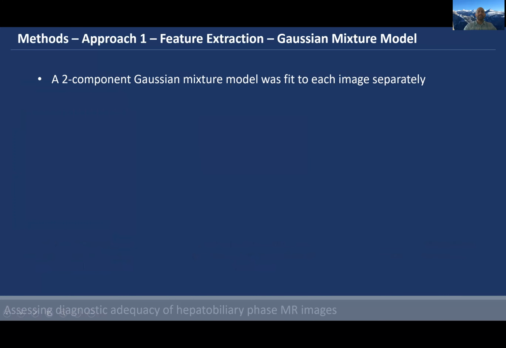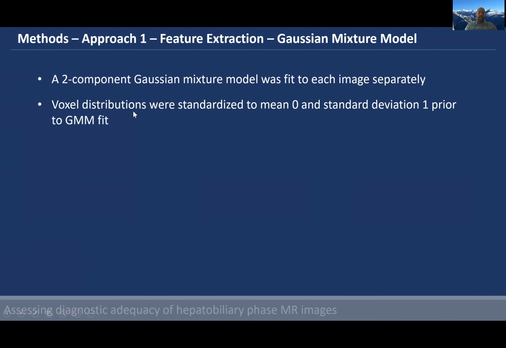So for the Gaussian mixture model, all we're doing now is just extracting numbers that we feel are appropriate, helpful to predict that task. So we fit a Gaussian mixture model separately to each image. It's just 2 components. And prior to each GMM fit, we do standardize the voxel distributions of each image to mean 0 and standard deviation 1.